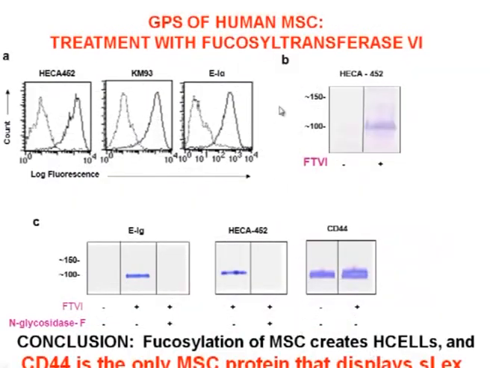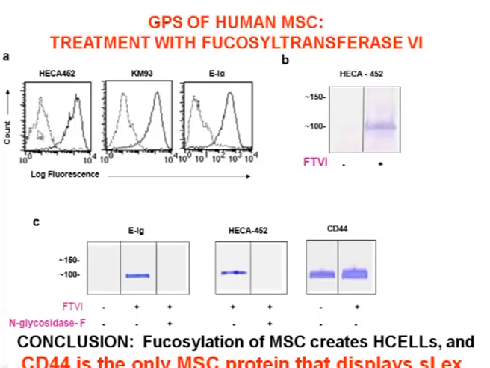So now shown here is a diagram from a report we had in Nature Medicine in 2008 describing this biology and this application to mesenchymal stem cell homing. And in panel A here is the flow cytometry of a variety of different probes, HECA 452, KM93, and E-selectin and IG chimera, before and after the GPS reaction.